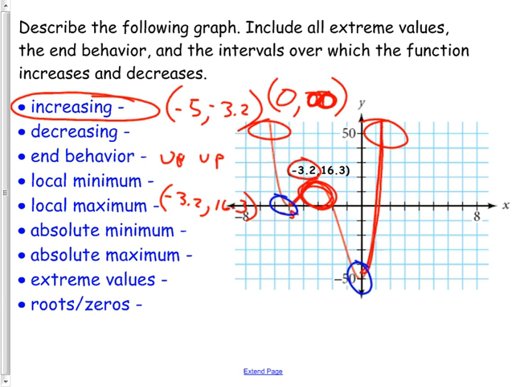Absolute maximum. Is there an absolute maximum? No. There is sometimes, but there isn't on this one. How about an absolute minimum? There is an absolute minimum. The lowest spot of all is right there. It'd be 0, -50.